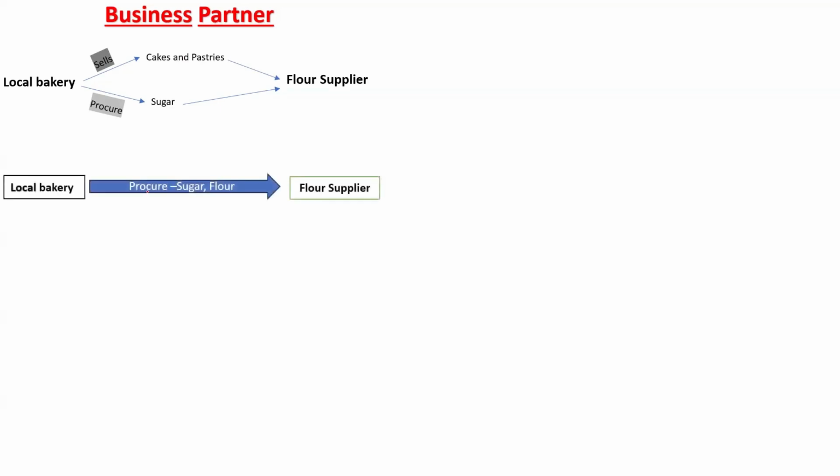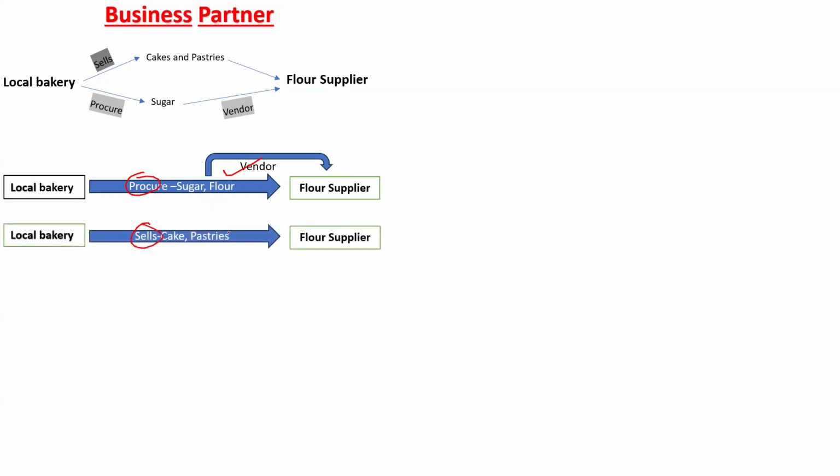Let's take an example. Imagine there is a local bakery which has a business relationship with a flour supplier. Now, this local bakery procures the raw material from this flour supplier, and it also sells cake and pastry to this flour supplier. Now, in this example, in the first case, when this local bakery procures the raw material, that time this flour supplier will act as a vendor. In the second case, when this local bakery sells cake and pastry, that time this flour supplier will act as a customer. So flour supplier is playing the role of both vendor as well as customer.